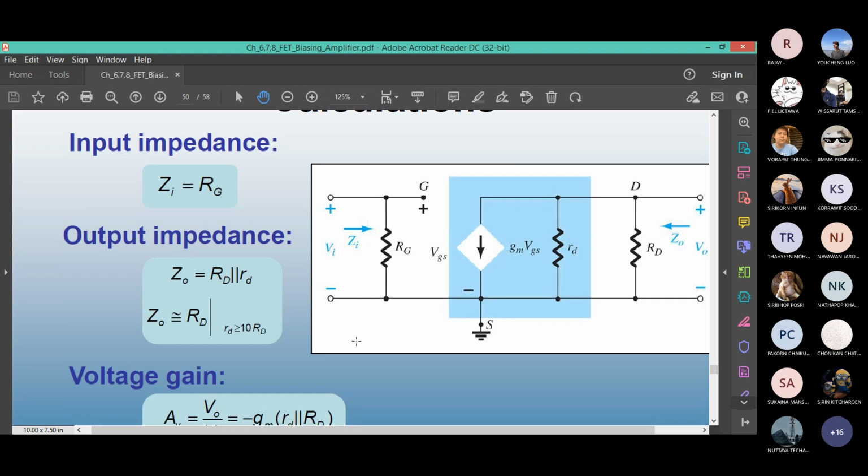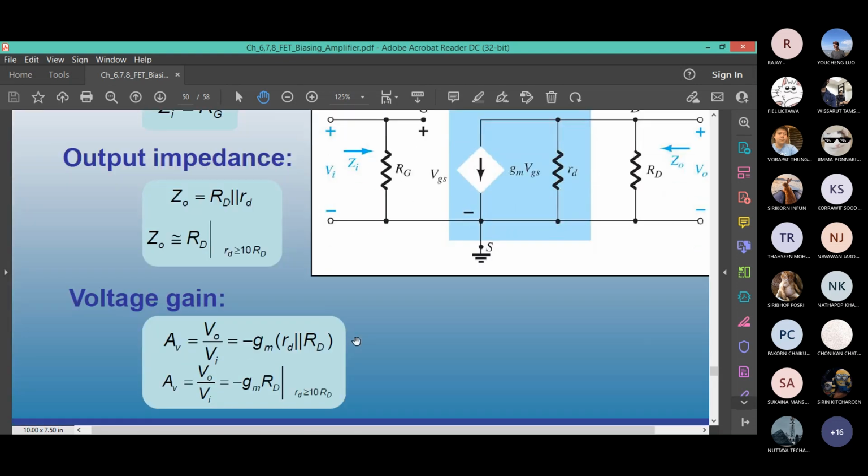What about the voltage gain? Voltage gain is output voltage divided by input voltage, given by minus gm times RD parallel with small rd. And you can ignore small rd when you satisfy that condition.